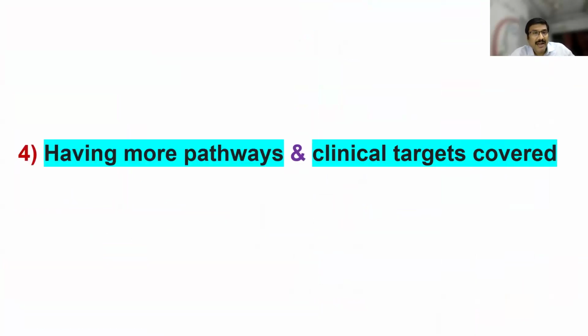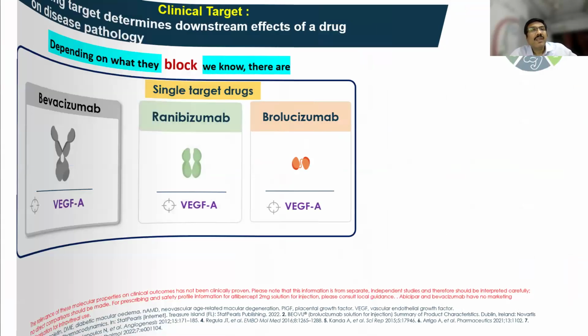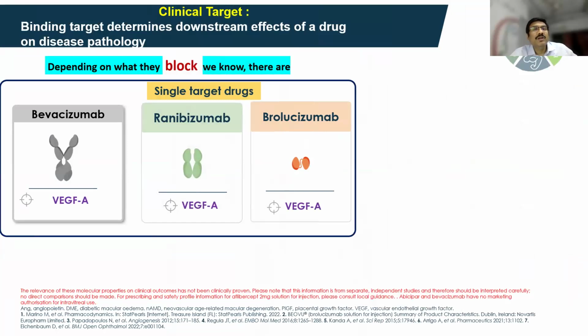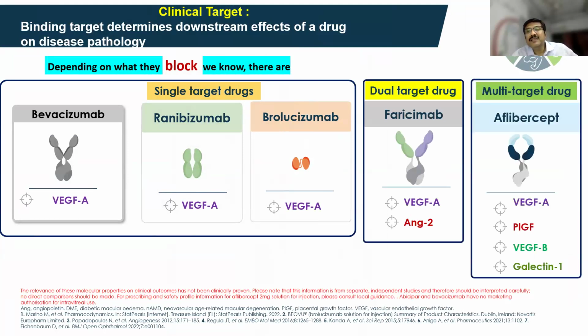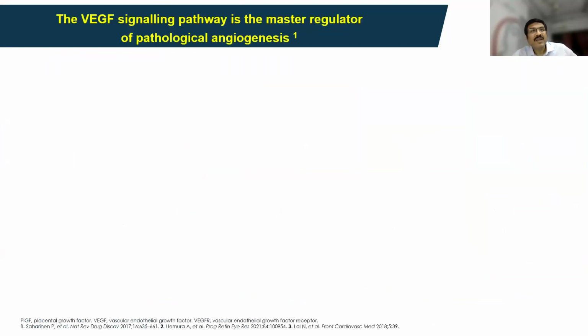Talking of having more pathways and clinical targets covered, basically, depending on what they block, we know that there are single target drugs like bevacizumab, ranibizumab, and conbercept. Dual target drugs like faricimab, blocking both VEGF-A as well as angiopoietin 2, and the multi-target drug like aflibercept, blocking VEGF-A, placental growth factor, VEGF-B, galectin-1.